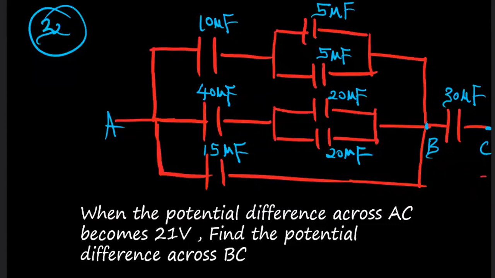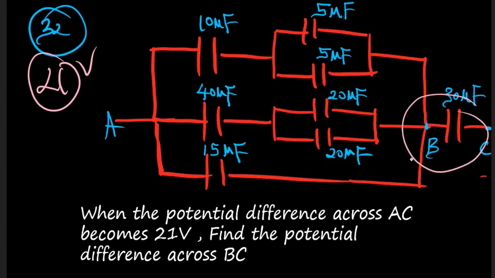Right. Now, kids, in this question, they're asking us to find a potential difference. So let's read the question first. When the potential difference across AC becomes 21, find the potential difference across BC here. So they're asking us to find the potential difference across this 30 microfarad capacitor.